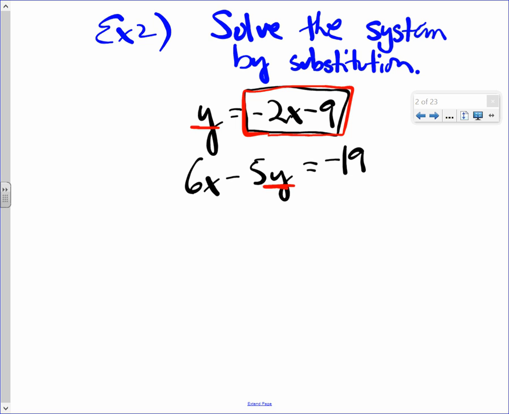Let's substitute. Watch. 6 times x minus 5 times y, but we know y is negative 2x minus 9. Look at this. Equals negative 19. I got this nasty long equation that I'm going to have to solve for. We have to use parentheses, because y is the whole quantity. Good question. Y is everything. Y is negative 2x minus 9, the whole shebang. The quantity itself.